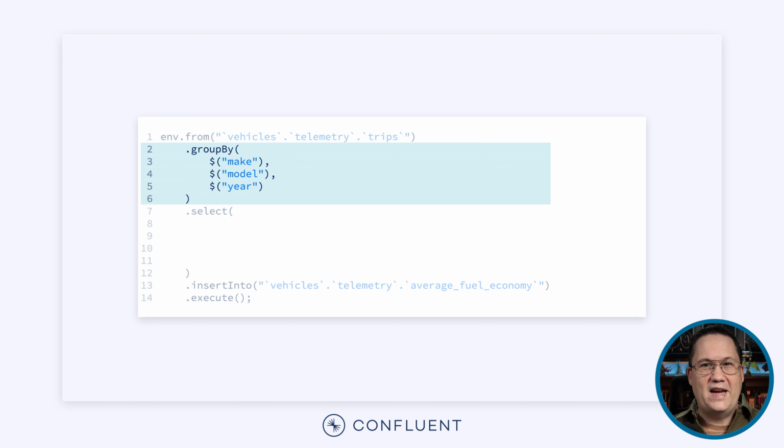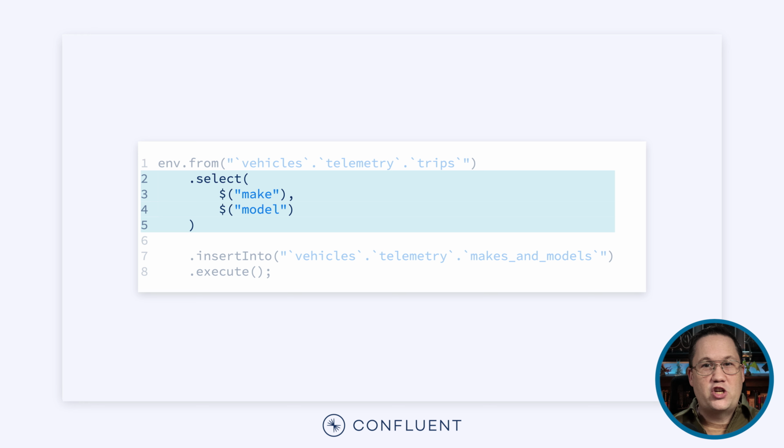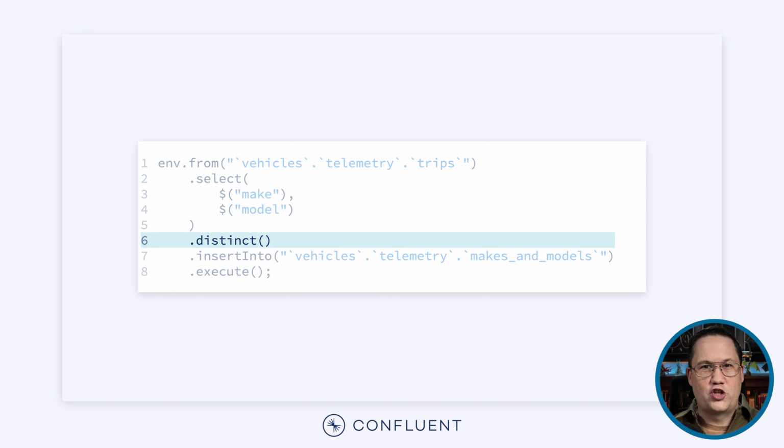Now, the groupBy isn't limited to a single field. In this example, we group over a combination of the make, model, and year. This lets us produce a stream that shows the average fuel economy for each type of vehicle. Let's consider one more operation. Imagine we wanted a list of every combination of make and model in the trips. We can do that using the distinct operation shown here.